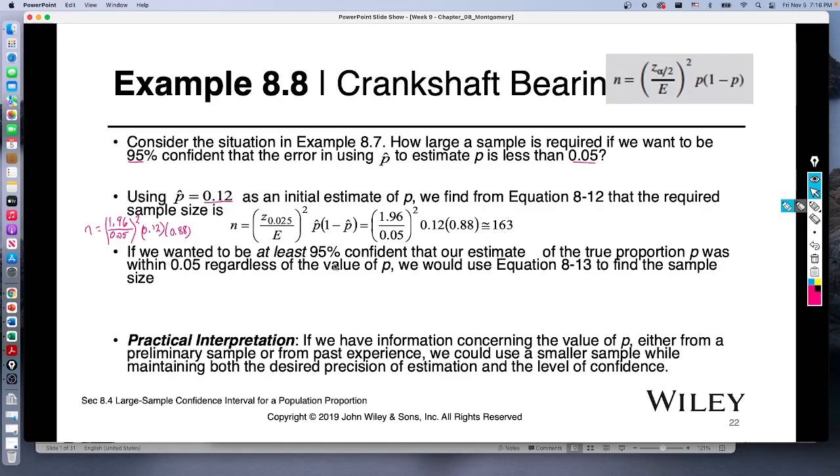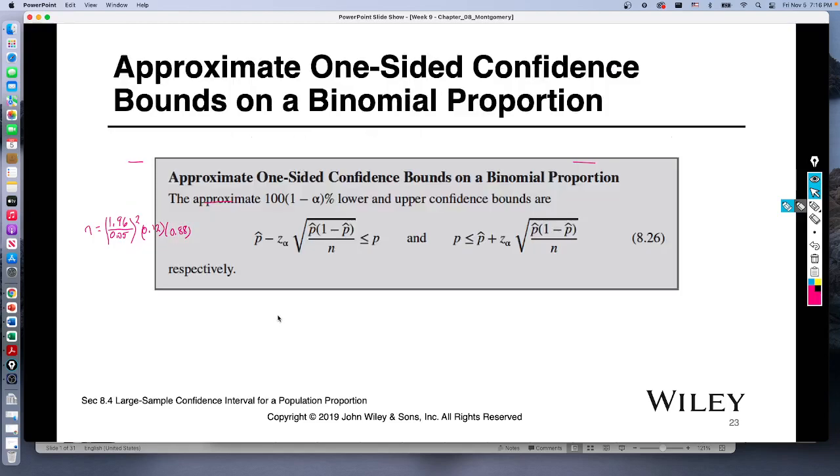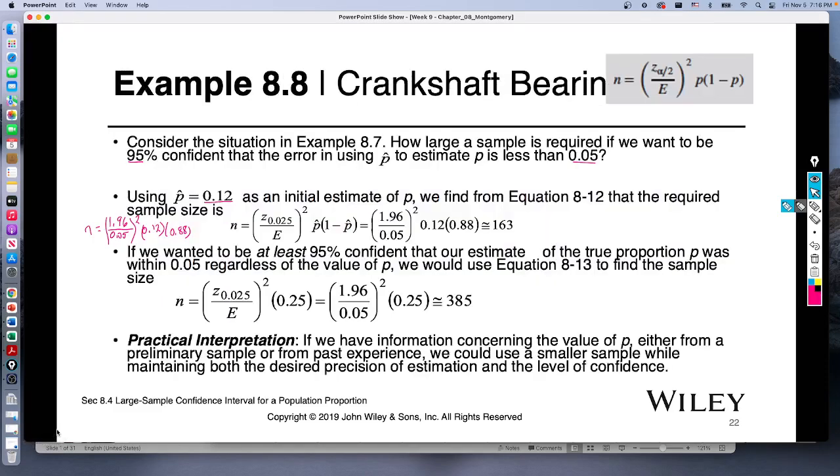So then they say, okay, let's be as conservative as possible. Let's use that standard equation where we're basically going to use 0.5 and 0.5. And they've already done the work for us. The only thing that's different, you see, is that we use 0.25, which is 0.5 times 0.5. Okay, so 385. So that's a lot more though.